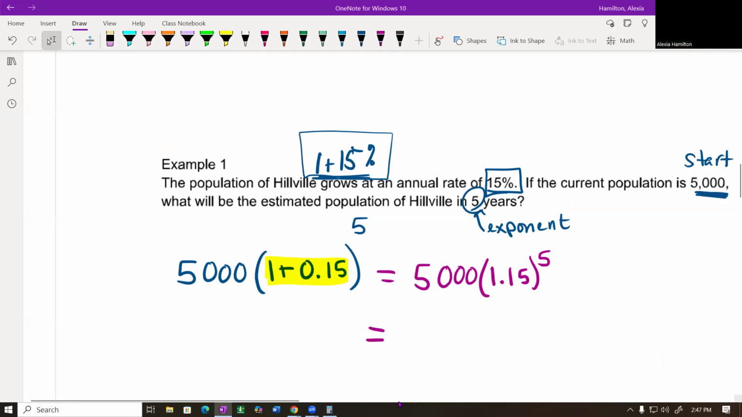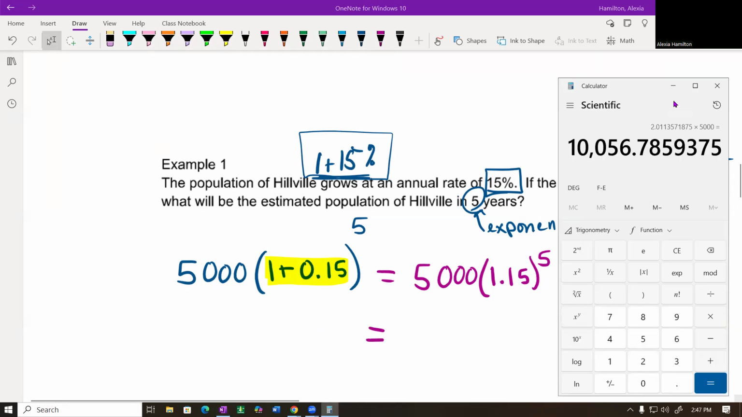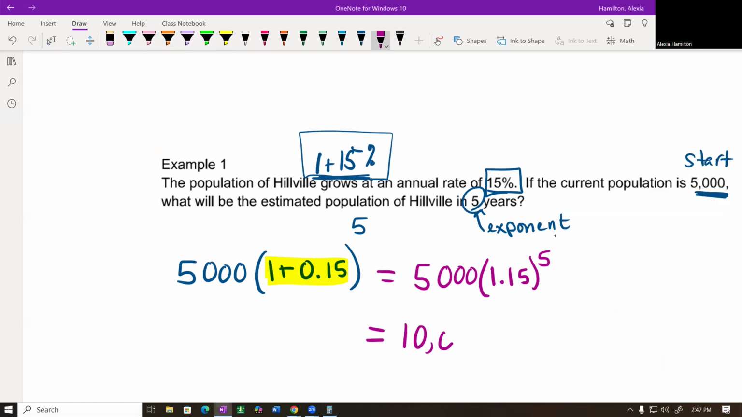And it equals, what was it? It was 10,056.78, but we're talking about people, so we're just going to round to the nearest person, 10,057 people in 5 years, because story problem.